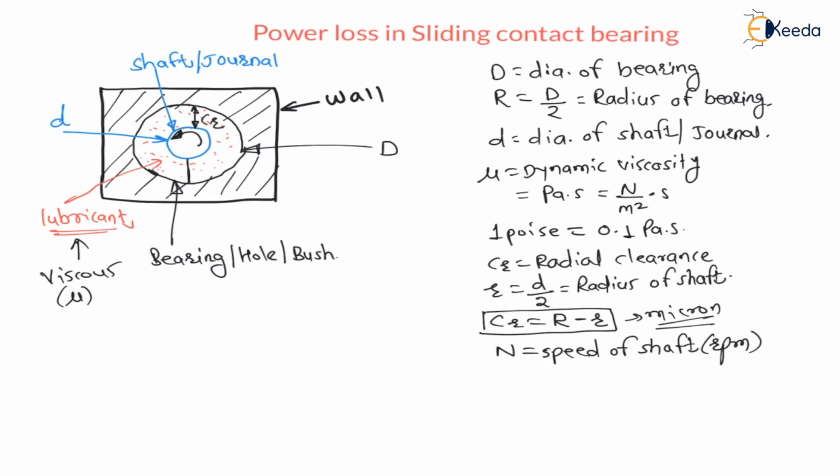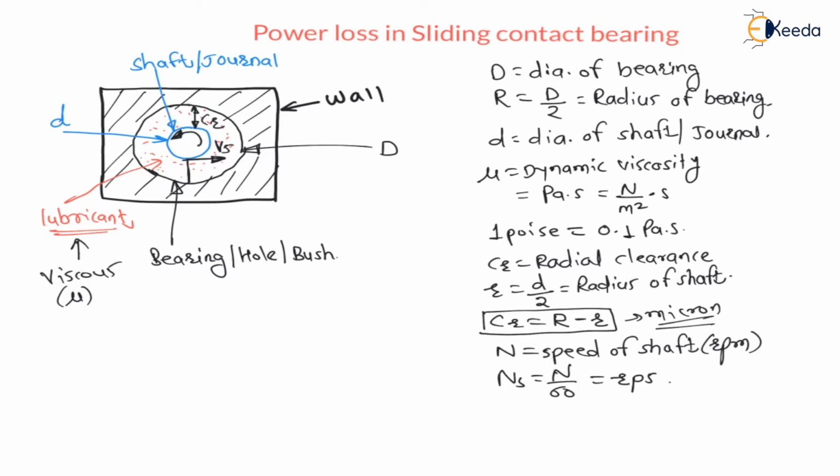And if I want to consider rps, then ns is equal to n by 60, which is nothing but speed in revolution per second, rps. This is the speed of the shaft. Now the shaft is rotating in the anti-clockwise direction; this is my assumption. Therefore this point will move towards the right with some velocity, because of this anti-clockwise rotation. The surface point of the shaft will move towards the right with surface velocity vs.